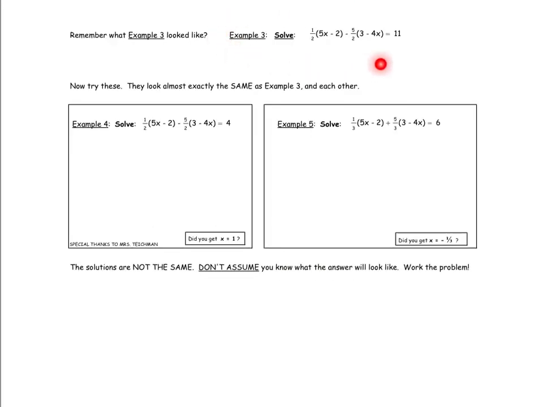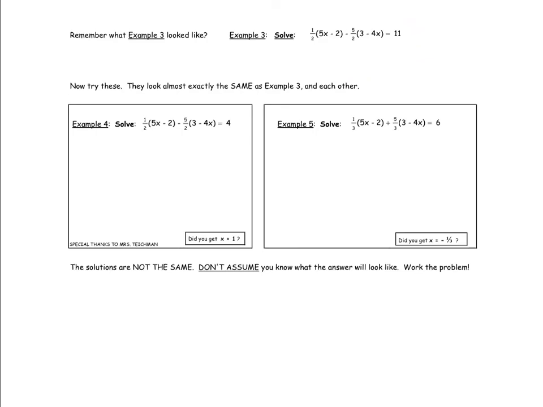Example 3 looked like this, very much like example 4 and example 5 look at first glance. However, I made some tiny little changes to these two examples just to prove a point. And a very big thank you goes out to Mrs. Teichman, because she made sure that I got the right answer to example number 4.